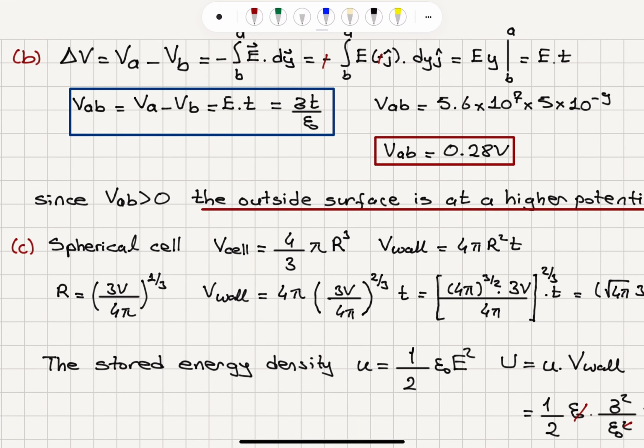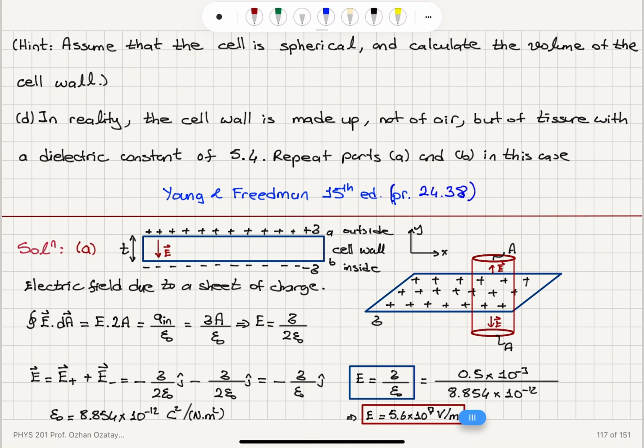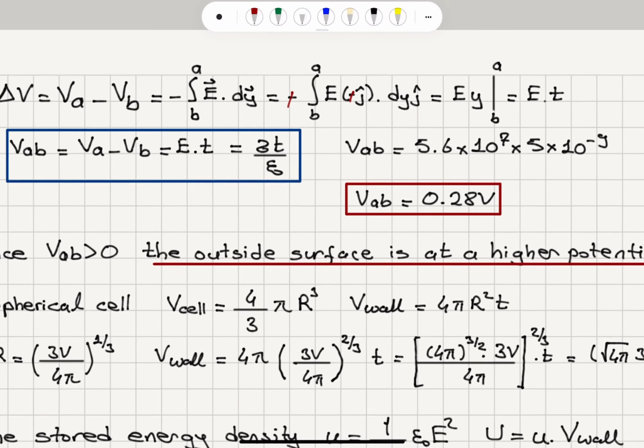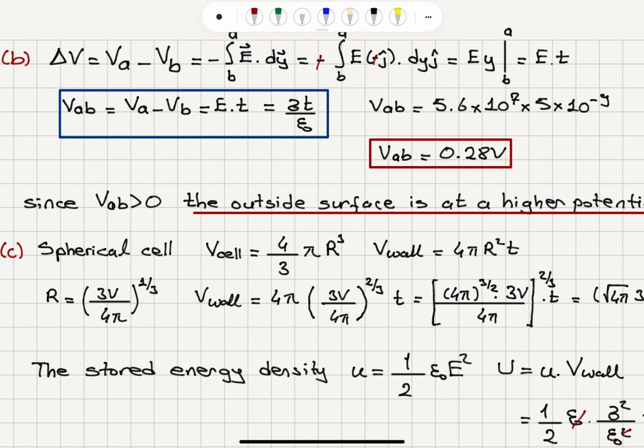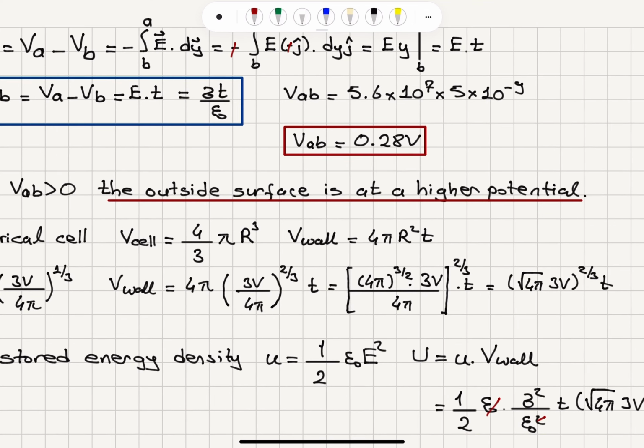The potential difference between the outside and inside surface, VA minus VB, is the electric field multiplied by the thickness. So I called the outside surface A and inside surface B. Delta V, VAB, VA minus VB, is minus the path integral from B to A of the electric field dot product with displacement. So that gives me 0.28 volts. And since I find a positive value for the potential difference, the outside surface appears to be at a higher potential.